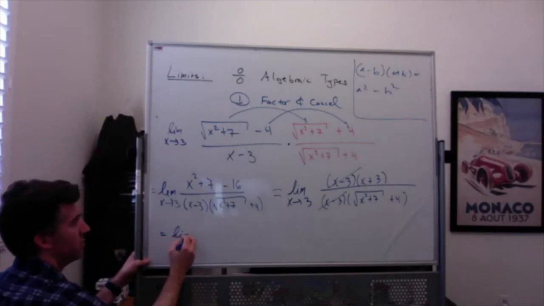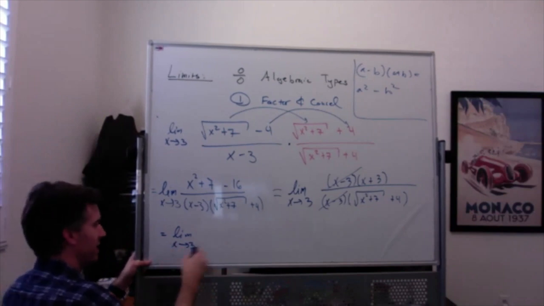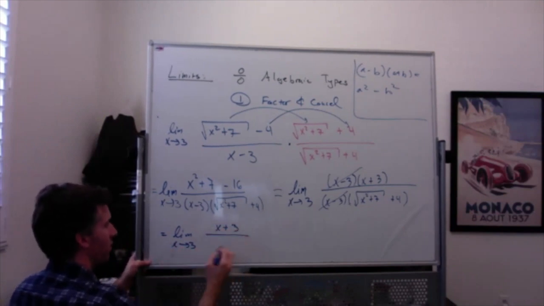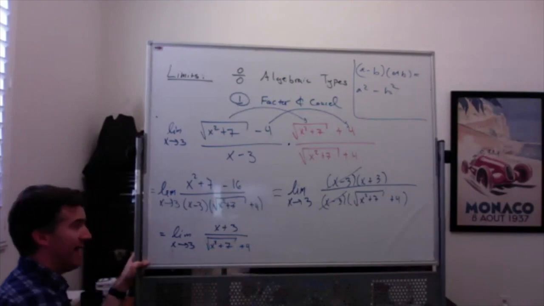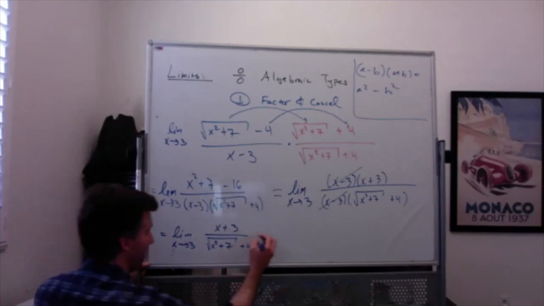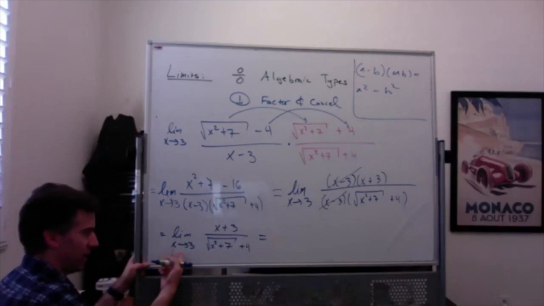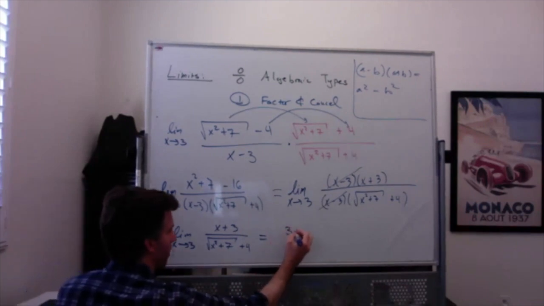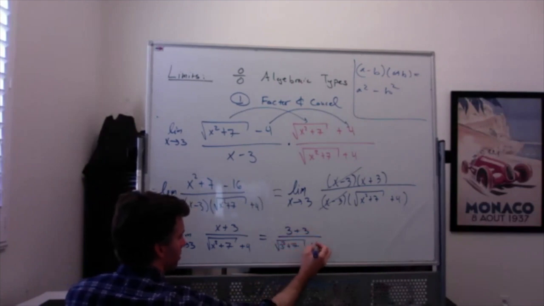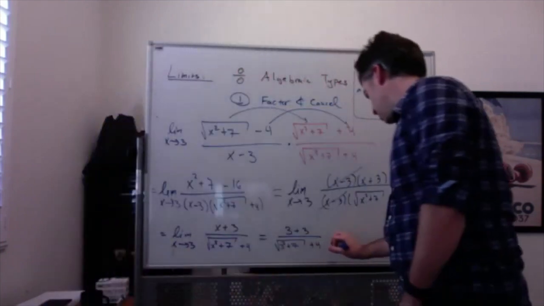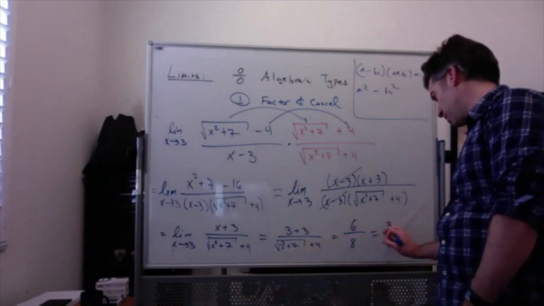So the limit, some people like to plug in right here. I like to write more stuff. So the limit as x approaches 3 of x plus 3 over the square root of x squared plus 7 plus 4. And now I can go ahead and substitute in x equal to 3. This is called the direct substitution property, where you evaluate a limit just by plugging in what x is getting close to. It's going to be 3 plus 3 over the square root of 3 squared plus 7 plus 4, which ends up being 6 over 4 plus 4, which is 8, which ends up being 3/4.